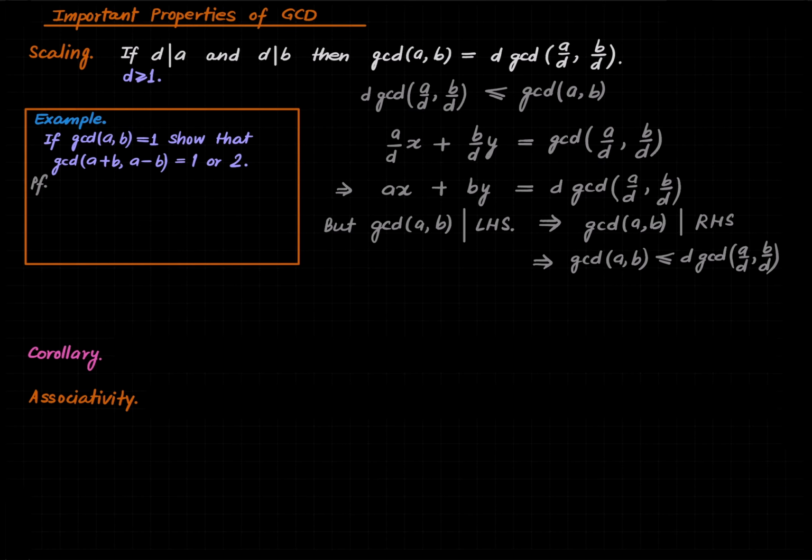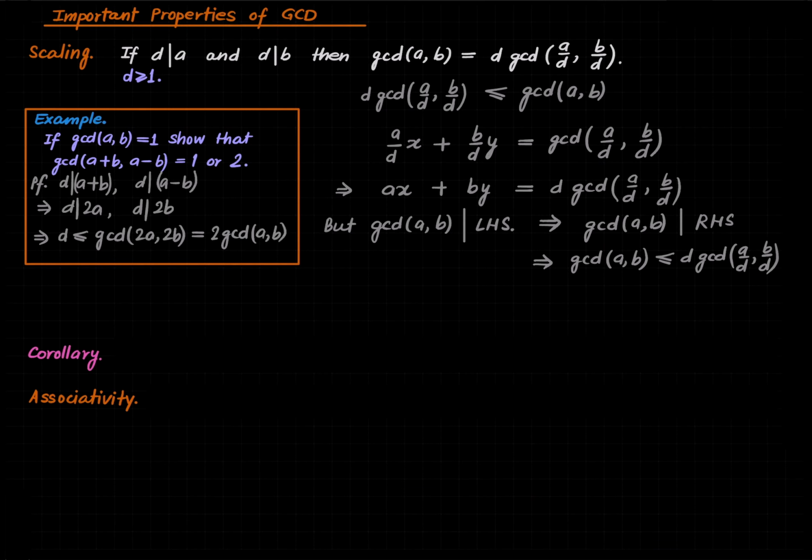So start with a common divisor of A plus B and A minus B. Start with a common divisor of them, then it follows that D divides both 2A and 2B. Why is that? If D divides these two numbers, then it also divides their sum. Their sum is twice of A, and therefore, by the same reasoning, it also divides twice of B, because twice of B is the difference of these two numbers. So we have D divides these two things, and hence D cannot be more than the GCD of 2A and 2B. But now use the scaling property.